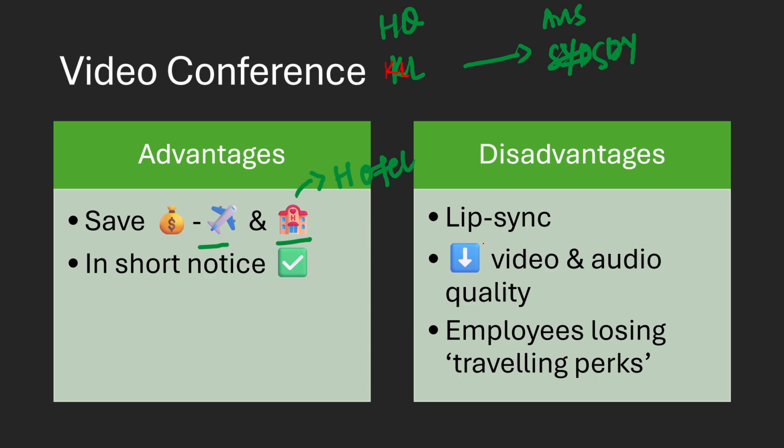The disadvantage of lip sync. What is lip sync? It is when the picture is moving in one way, but the voice is different. Although the lips are moving, usually you will hear the sound and then the lips will move. Or you see the lips move and then the sound comes later on. So that's called lip sync problem. And then you will have poor video quality depending on the internet connection. And then employees will feel they are losing perks in the company because they are not able to cover the money for all these people. So these are disadvantages.